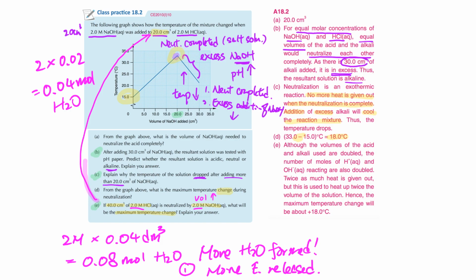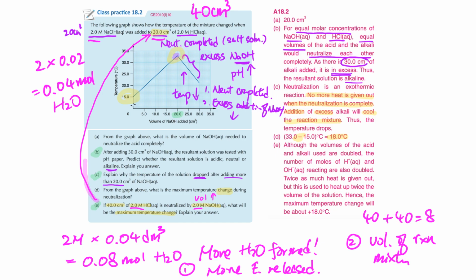However, just as we mentioned, not only consider the energy release, but also we have to consider the volume of the reaction mixture. Originally we have 40 cm3 because 20 plus 20. But now you have 40 plus 40, that means you have 80. So even though the energy released is doubled, the volume you're going to heat up is also doubled, from 40 to 80. Is that right? So therefore, we'll find that the temperature rise will be more or less the same. So it will again be about 18 degrees Celsius.